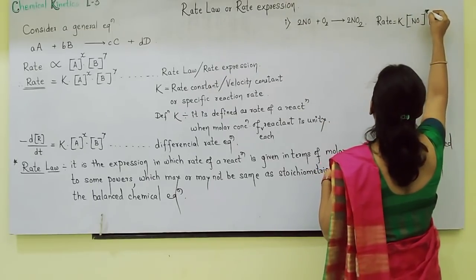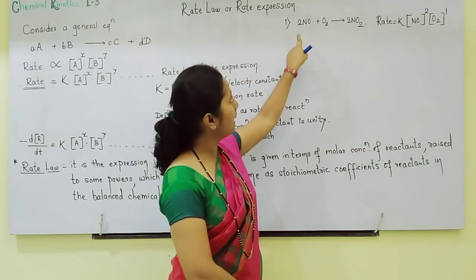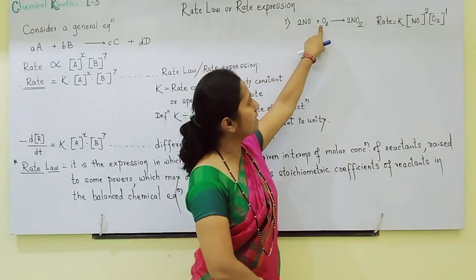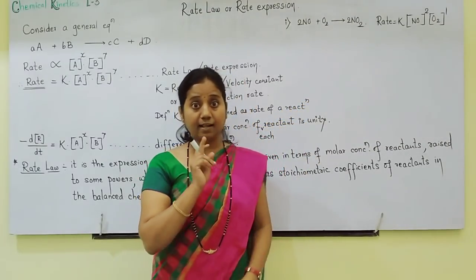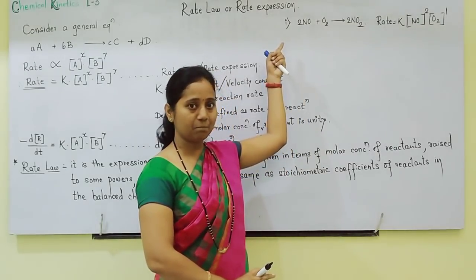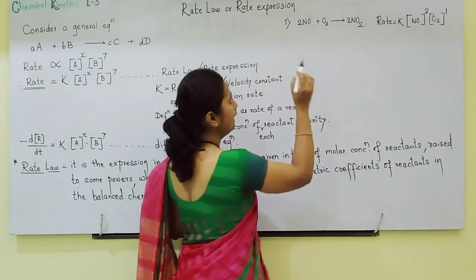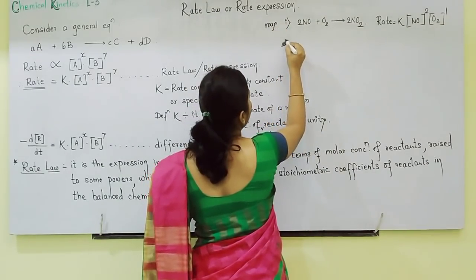K. Now here the balancing number is 2 and here the balancing number is 1. The same balancing numbers are there. That is written after performing the experiment. Okay. May be same, may not be same. In this example it is the same.